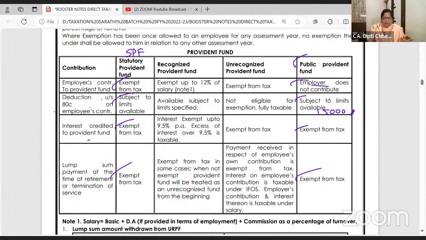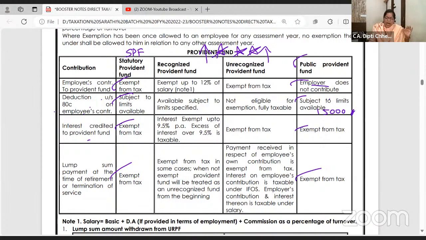So if your company or your firm is covered under the Provident Fund Act 1952, then whatever the employer is contributing is exempt. Whatever the employee is contributing, can he himself claim the 80C deduction? Yes. Interest is exempt and the lump sum received on maturity is exempt. Now, these are both highlights which are repeatedly asked in exams.